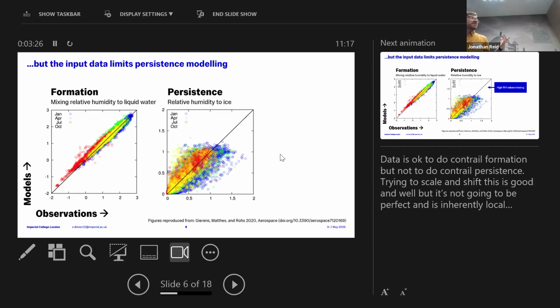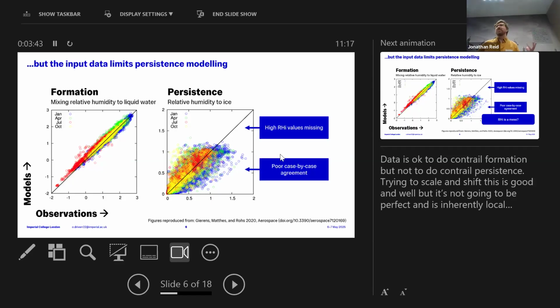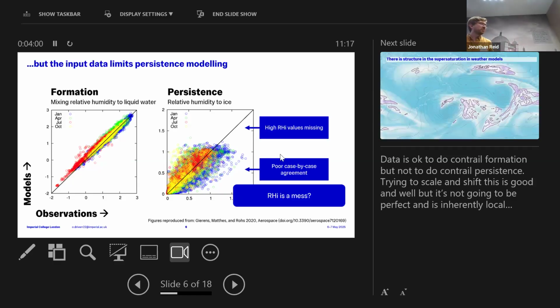But when we look at contrail persistence, the picture looks quite different, and there seem to be some problems with this data, trying to get the observations to match the model output. Essentially, we're missing these high relative humidity to ice values in the data. But also, it's just poor case-by-case agreement. And that's really going to get in the way of us modeling the impact of an individual flight, so assessing the impact of a particular flight to be able to ascribe some climate impact to it. So what do we take away from this? Just that relative humidity to ice is a mess and we can't model persistent contrails.